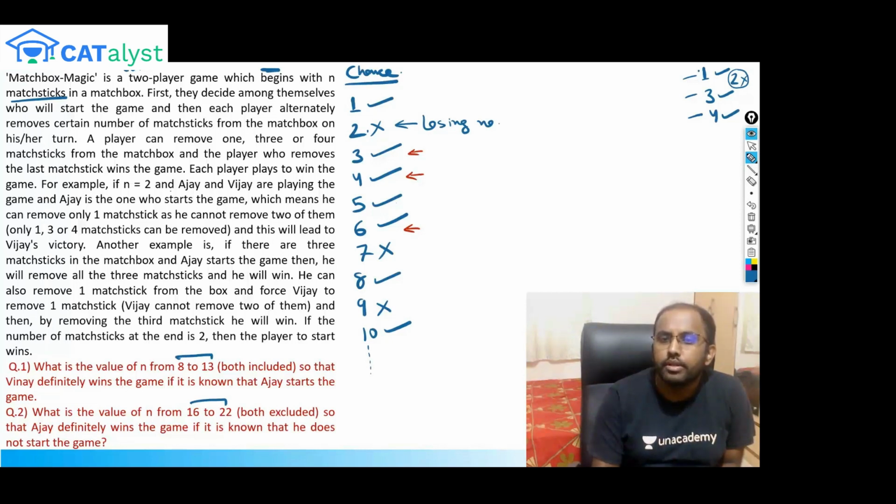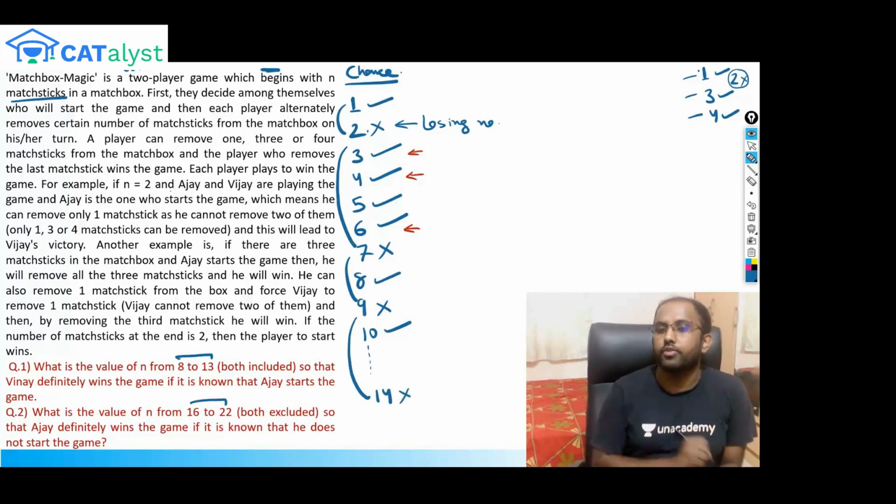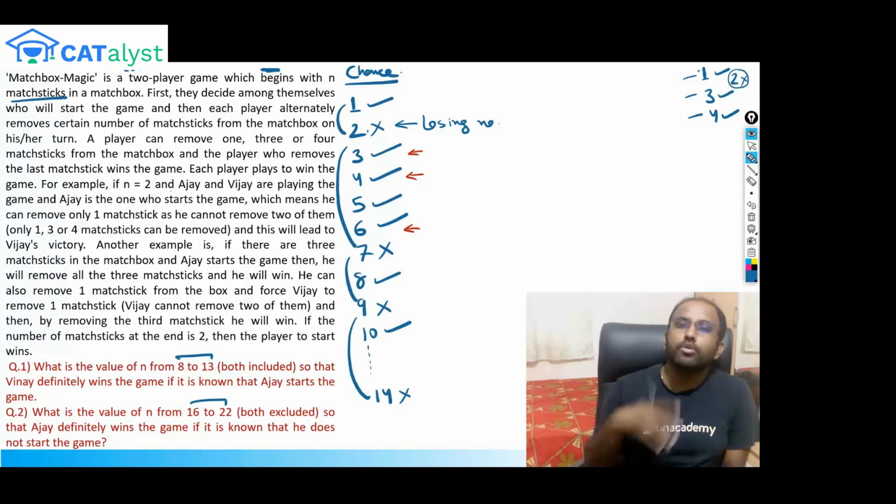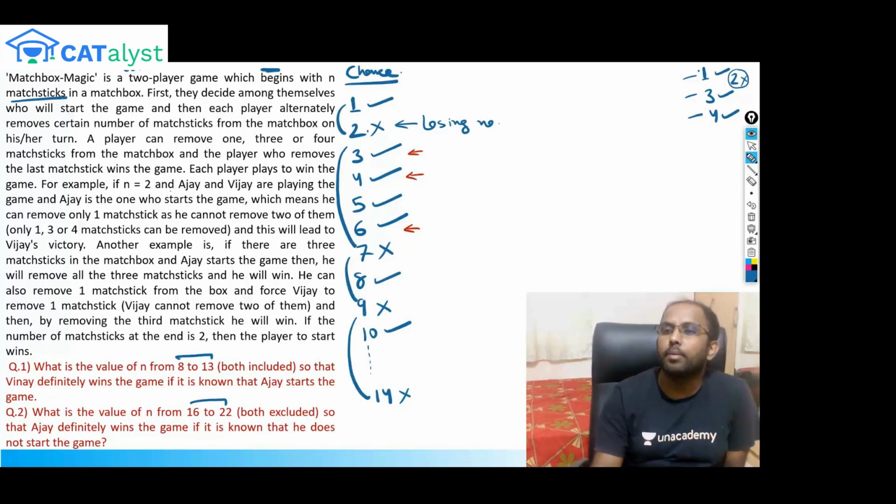First gap of 2, then first gap of 2, then gap of 5, then gap of 2. Now should be gap of 5, right? That means the next losing number should be 14 actually. Why? Because again at 14 coins, the nearest losing number for me is 9. And since I cannot pick 5 coins, I cannot hand over a losing number to you, right?